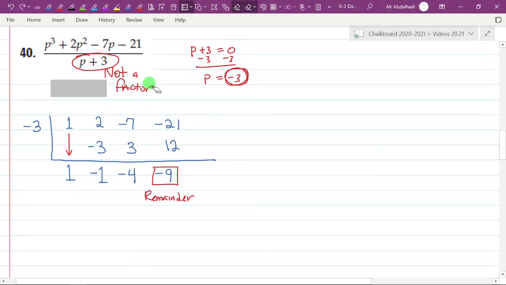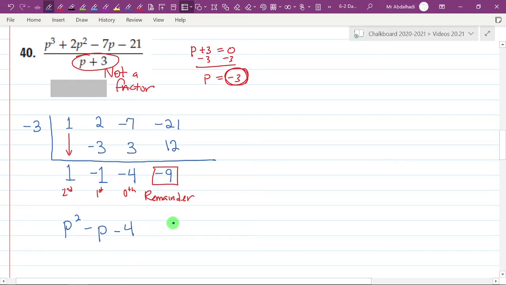So what's our answer? Well, if you remember, we started off with a third power, and when you do synthetic division, your answer will begin 1 power lower than that. So this is a second power right here, and then this is the first power, and this is a 0th power. So 1 p to the second, we're just going to write p squared. We're not going to write the 1. Minus 1 p to the first, we're not going to write the 1 here either. Minus 4. And then your remainder is -9.